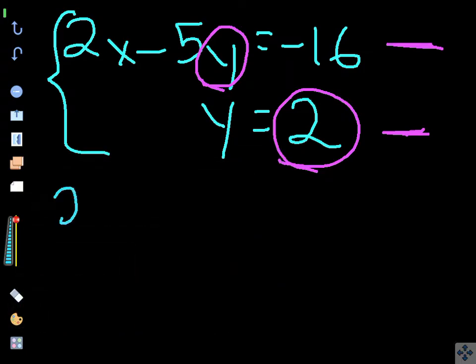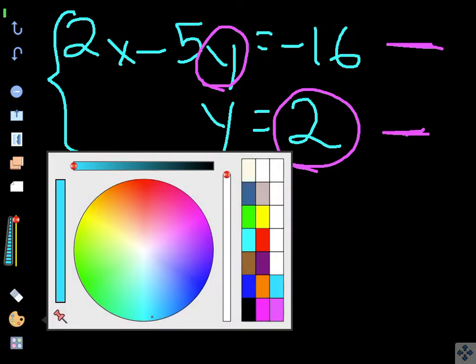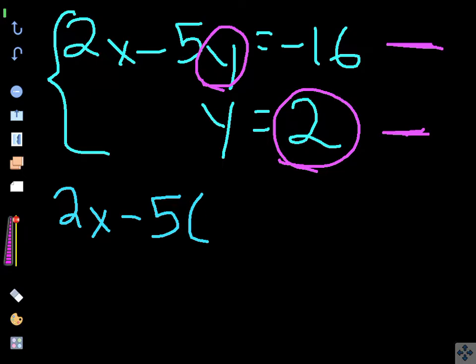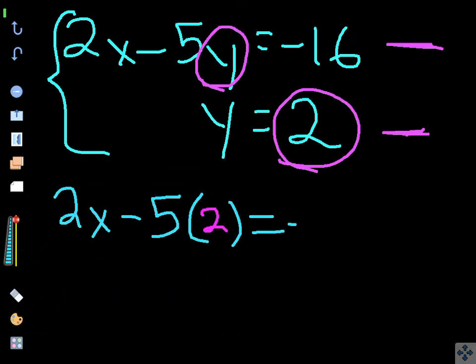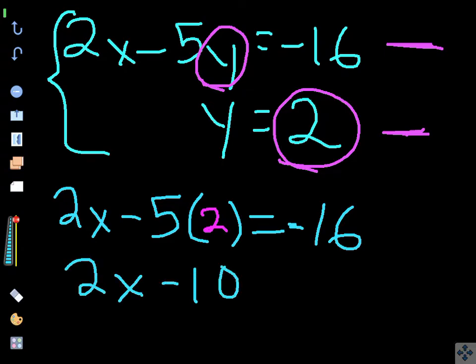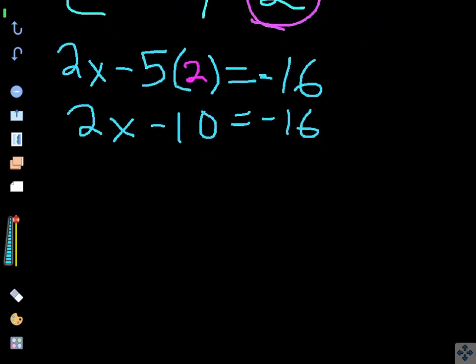So we'll have 2x minus 5 times 2 equals negative 16. Now we're going to go ahead and solve that equation for x now that we plugged in 2 for y. So first we'll have to simplify by multiplying 5 and 2, which gives us 10. And now we have a two-step equation.